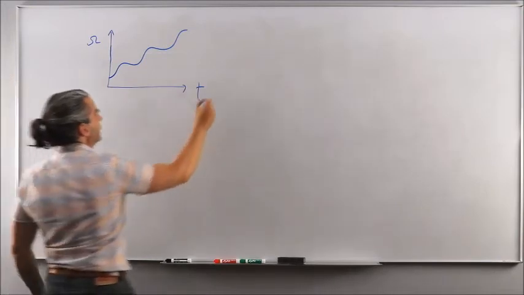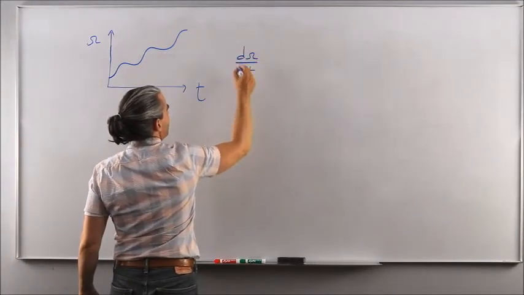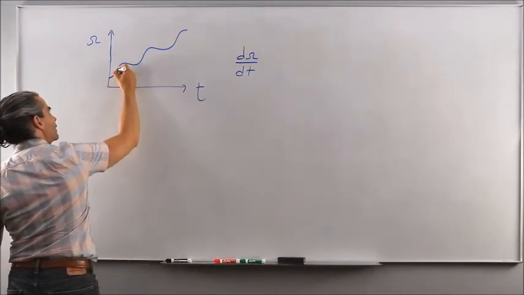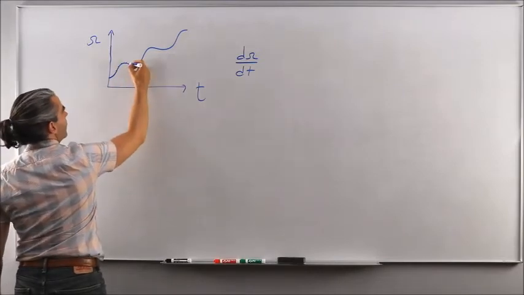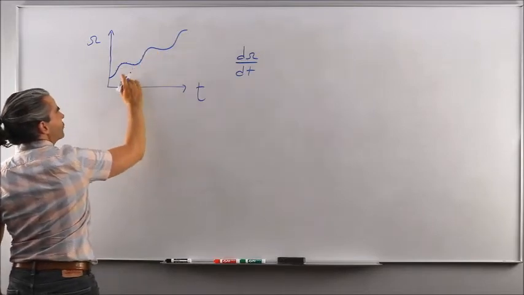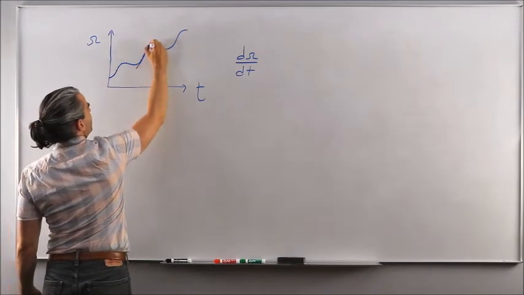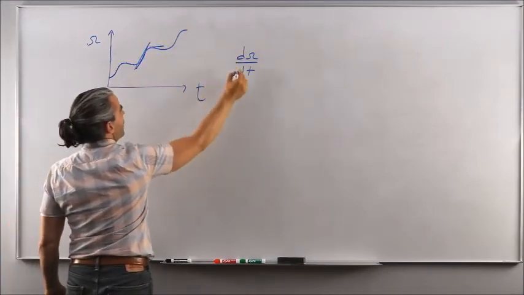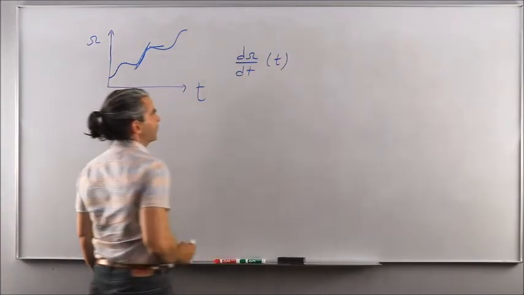So d RAAN dt, what that gives you is the instantaneous rate of change at any instant based on the current value of RAAN and based on the current value of all the other orbital elements. But this rate of change varies with time. Here, the slope is much greater than, say, here. So d RAAN dt is actually not a constant, but a function of time.